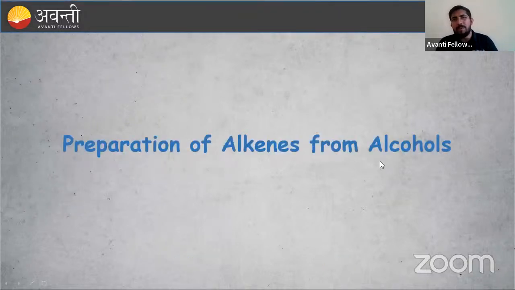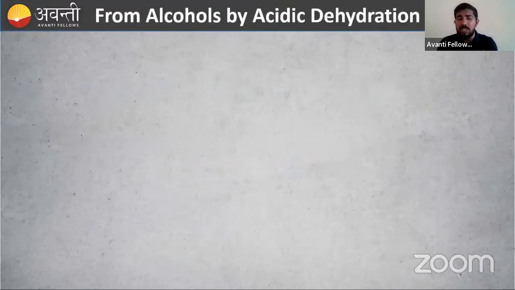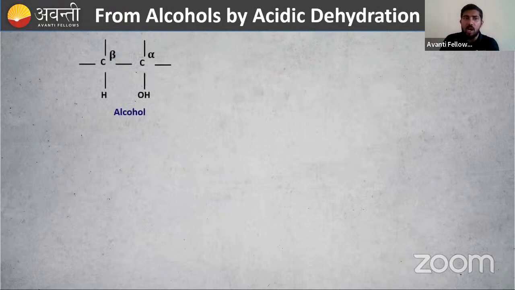So preparation of alkenes from alcohols. You know alcohol, right? Methanol, ethanol, etc. IUPAC nomenclature we have studied. So here what is happening? From the name itself, we can identify: from alcohols by acidic dehydration. Dehydration, D means removal or elimination, hydration, that is water. So in this case, we are removing water in the presence of acid. So what do we have to take? We have to take alcohol.